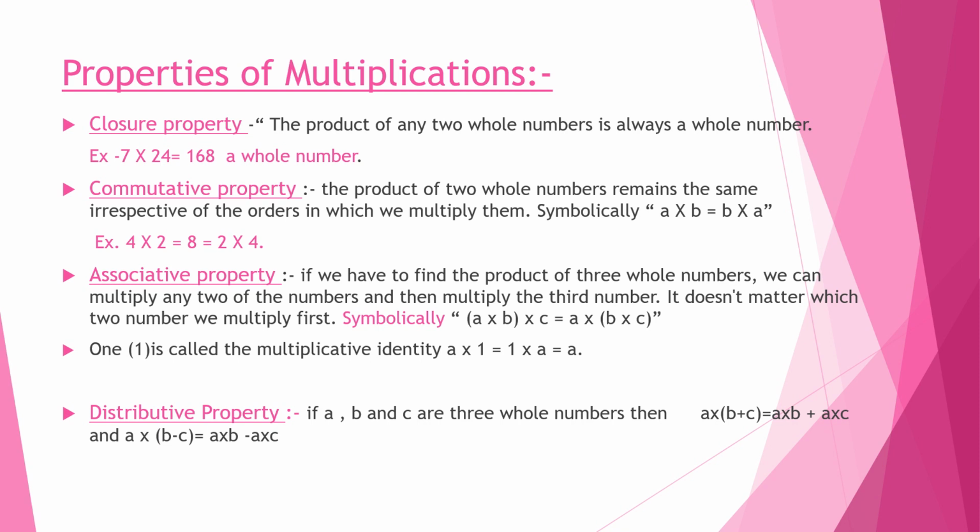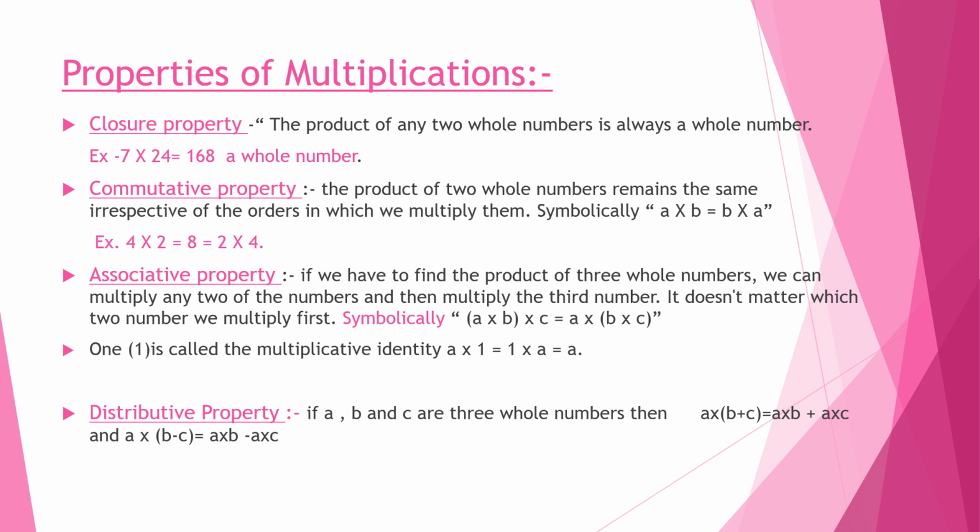Next is associative property. If we have to find the product of three whole numbers, we can multiply any two of the numbers and then multiply the third number. It doesn't matter which two numbers we multiply first.